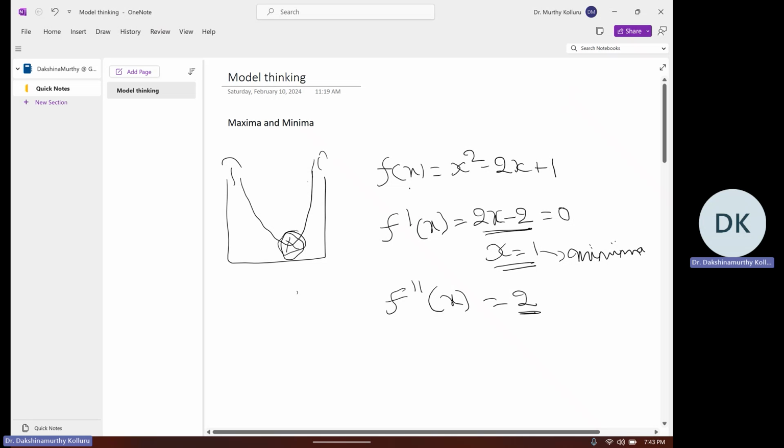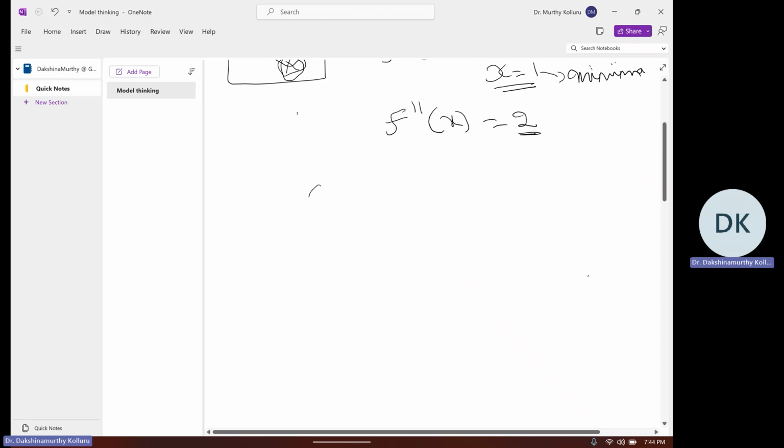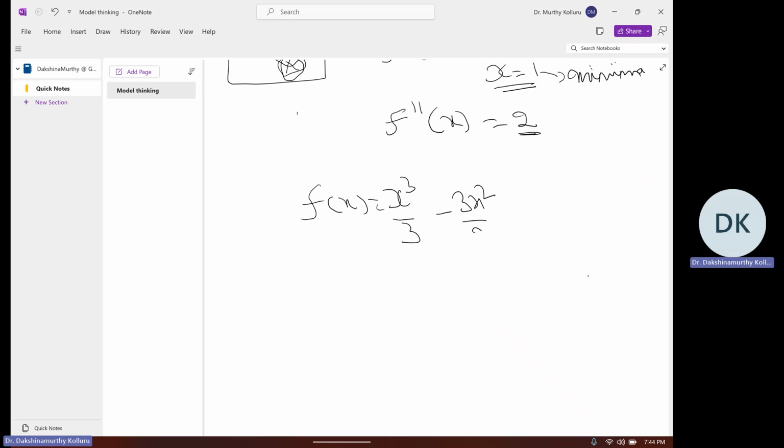In the class, I actually did one more example of a one-dimensional thing with a slightly more complex equation, f of x is equal to x cubed by 3 minus 3x squared by 2 plus 2x plus 4. But the method remains the same. First, I will compute the first differential. This x cubed by 3 will become 3x squared by 3, which is x squared, minus 2 times 3x by 2, so minus 3x, plus 2. Now I have to equate it to 0.